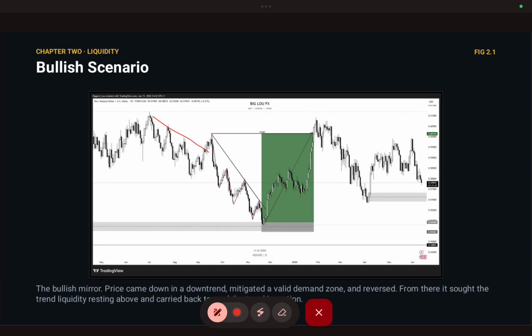It's not here. This one ended somewhere here. This one is another clear trend, so it has to be clear. And this trade is a very solid trade, about 1:10 or thereabout. So the bullish mirror: price came down in a downtrend, mitigated a valid demand zone, and reversed. From there, it sought the trend liquidity resting above and carried back toward the trend inception.